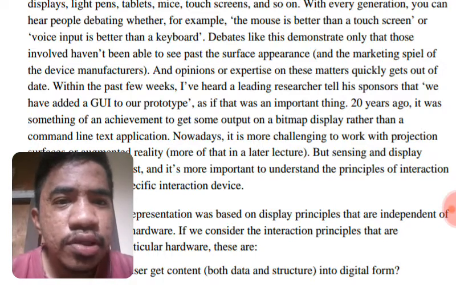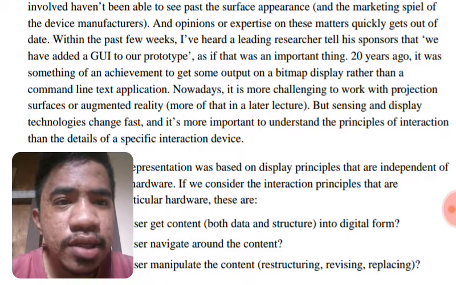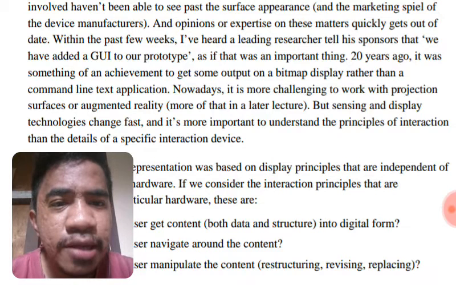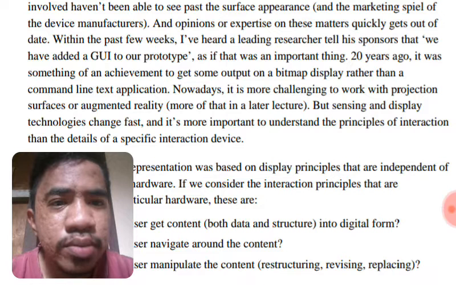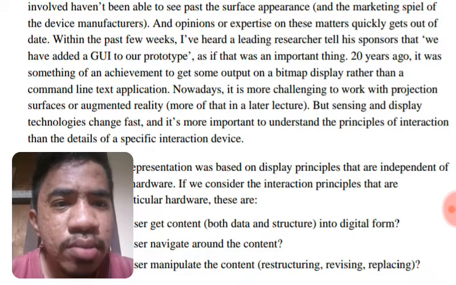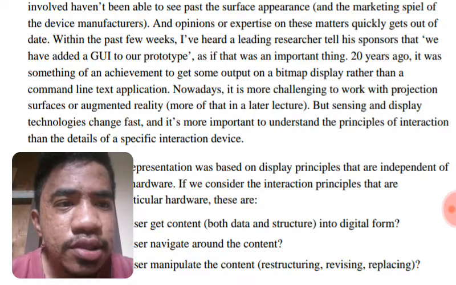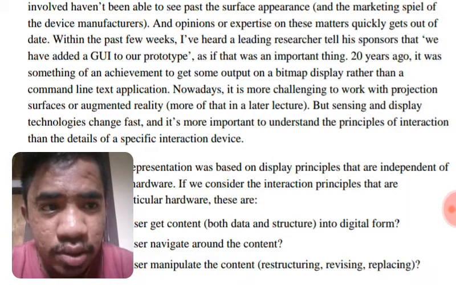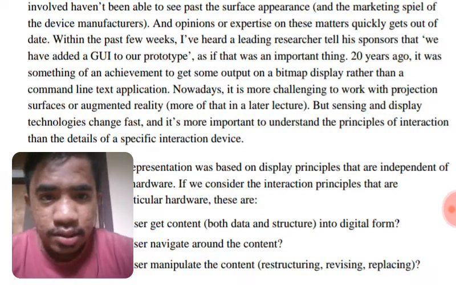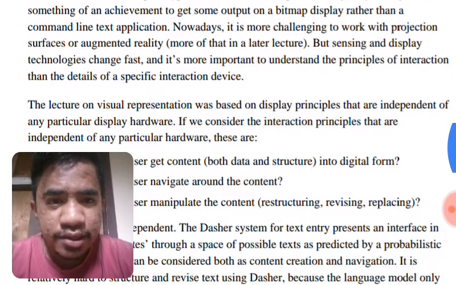Twenty years ago, it was something of an achievement to get some output on a bitmap display rather than a command line text application. Nowadays, it's more challenging to work with projection, surface, and augmented reality, more of which in a later lecture. But sensing and display technologies change fast, and it's more important to understand the principles of interaction than the details of a specific interaction device.